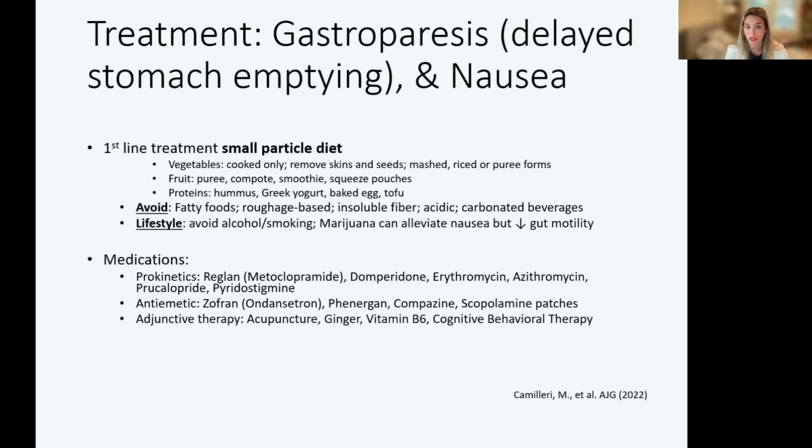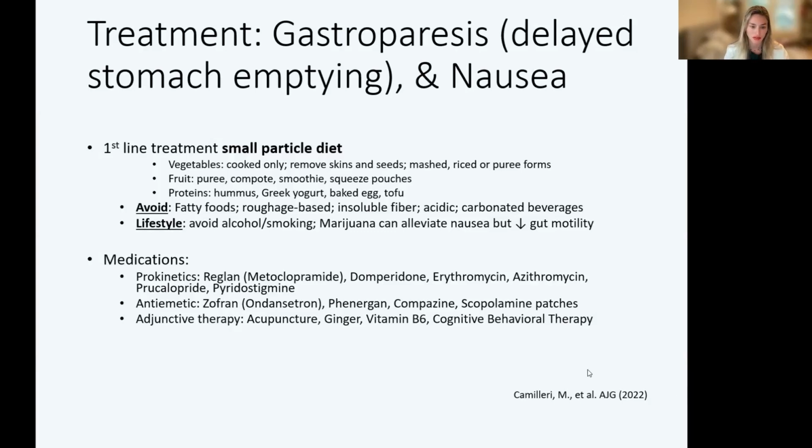For gastroparesis, or delayed stomach emptying and nausea symptoms, again one of the more common with amyloidosis, first-line treatment is going to involve things like a small particle diet, which involves small frequent meals, avoiding foods that are high in fats, roughage-based, have insoluble fibers, acidic or carbonated beverages, and instead focusing on things like cooked vegetables without skins, mashed and rice puree forms, proteins in smooth forms like hummus, Greek yogurt, eggs, and tofu, and certainly lifestyle interventions, avoiding triggers of inflammation and irritation to the intestine like alcohol, tobacco, and marijuana.